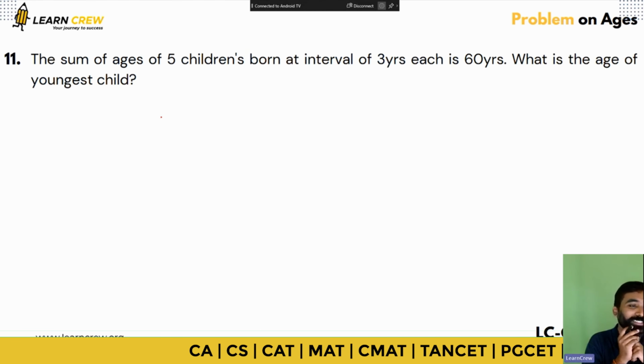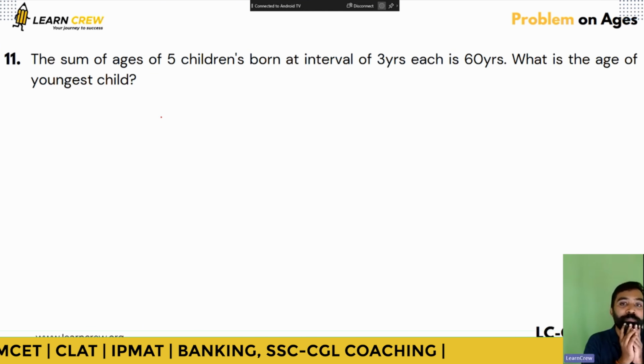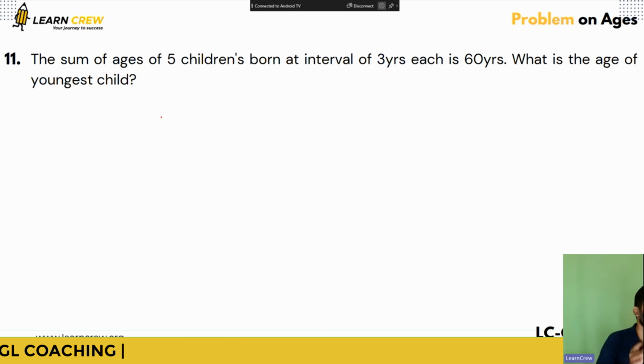4 years or no? 5 years. 4 or 5 years. Check the answer again. I think it should be 5 years. Sum of the ages of 5 children born at an interval of 3 years. Okay, we do not know who those children are. They are born at an interval of 3 years.